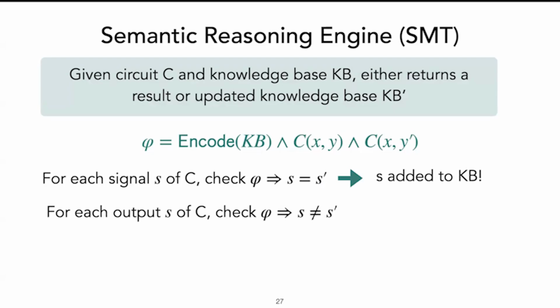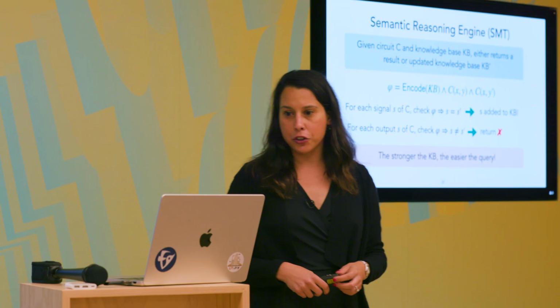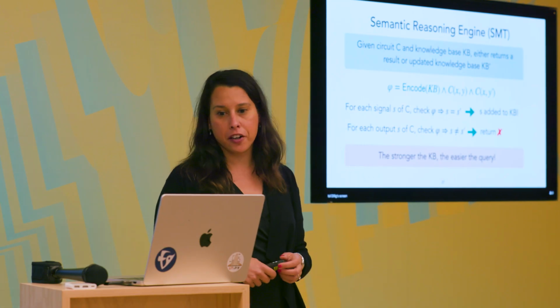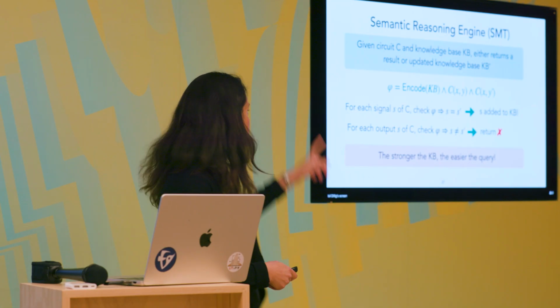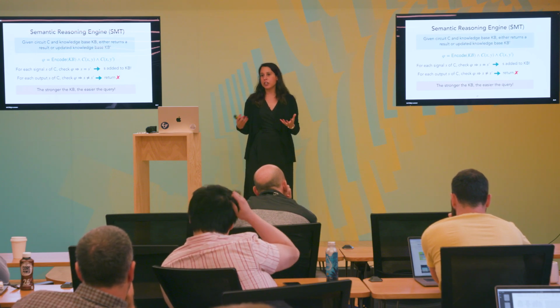And similarly for each output, not for the intermediate signals, but just the outputs, we're also going to see if phi implies s is not equal to s prime. And if that's the case, since s is an output, we definitely know there's a problem, and we're going to report a counterexample to the user. And the important thing to note here is that the stronger the knowledge base, in other words, the more information you have in your knowledge base, in general, the easier the query is going to be, because you can use the information in the knowledge base to simplify your encoding of the circuit.